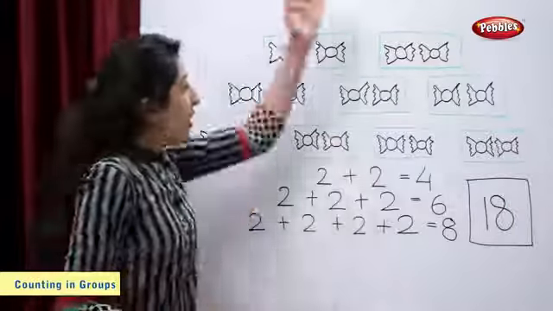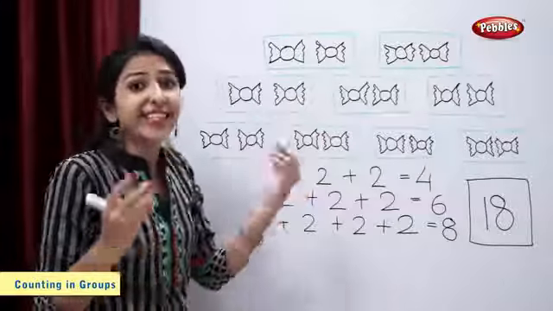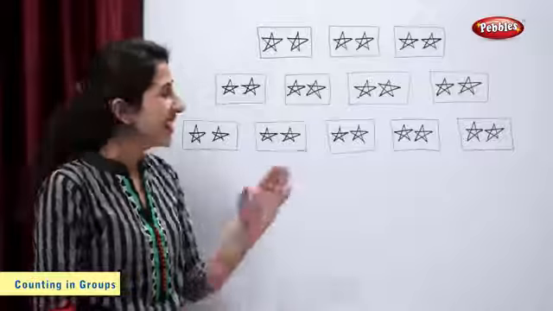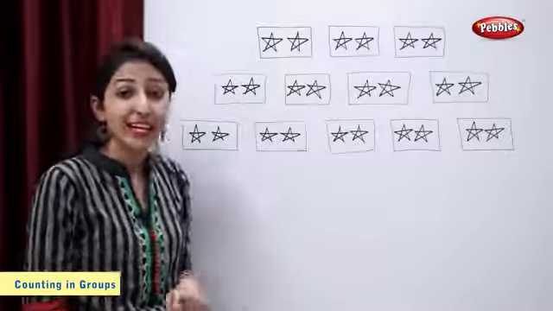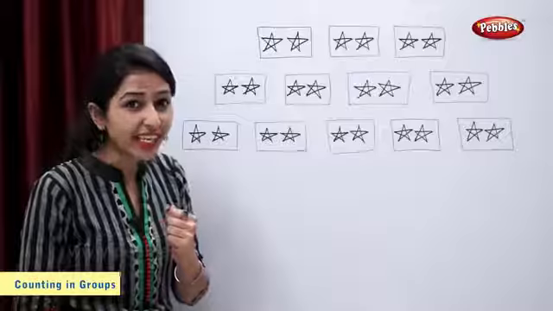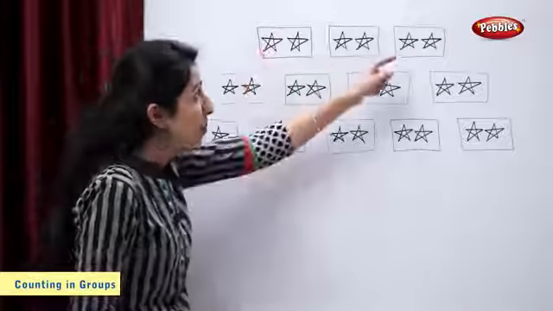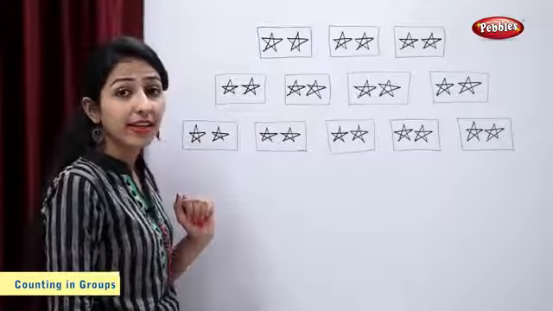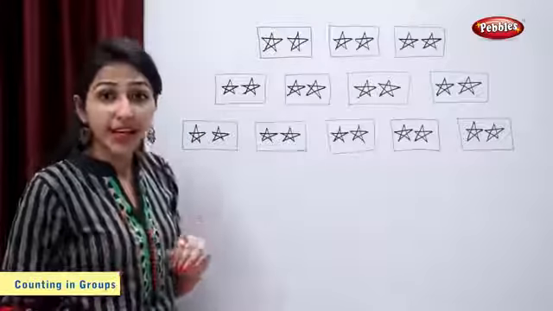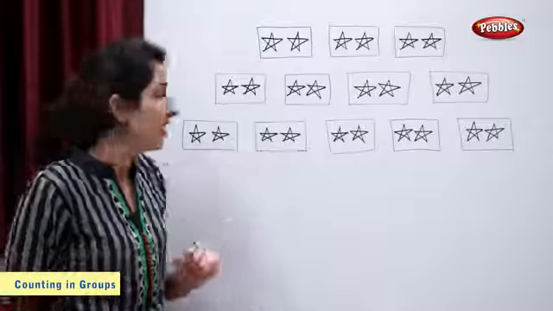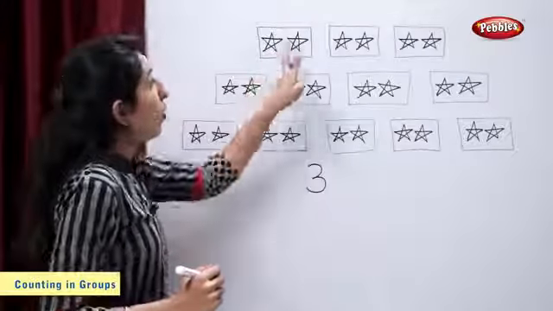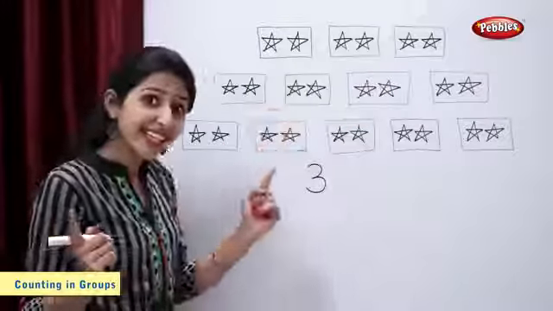So there are total 18 chocolates on the board. Let us take this example. Students, tell me, how many pairs are there in the first row? In the first row, there are 3 pairs. 3 pairs of 2 stars each.